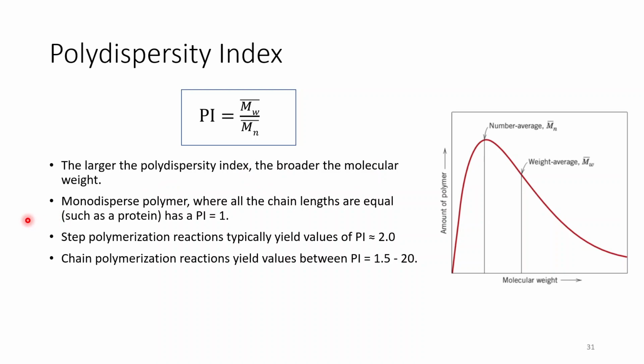Now next up, you have monodispersed polymers where all the chain lengths are equal, such as in the case of proteins, where you will have a PDI of 1. In the case of step polymerization reactions, you typically have a PDI of 2, while if it is a chain polymerization reaction, then the value will be between 1.5 to 2.